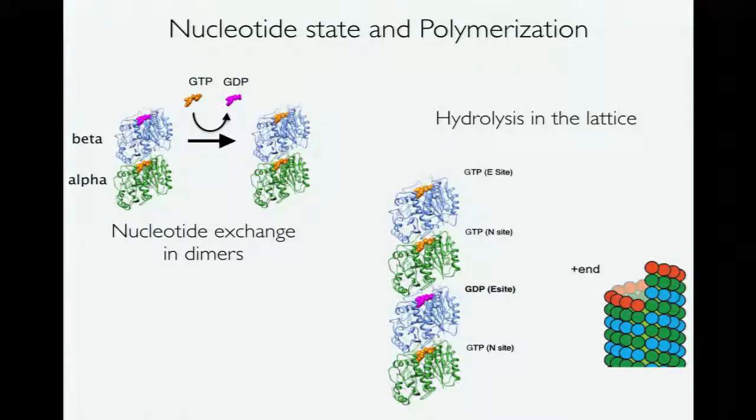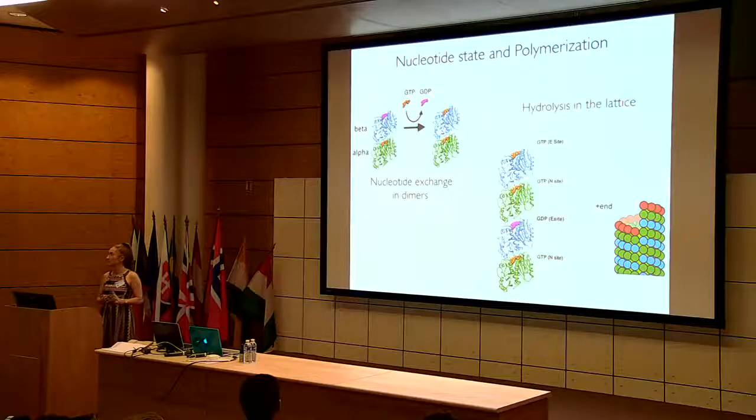And this coupling of assembly and hydrolysis is what gives rise to dynamic instability, because in a GDP-bound state, the microtubule is unstable, and it will come apart. And already Mitchison and Kirschner, who discovered this phenomenon, proposed a model.